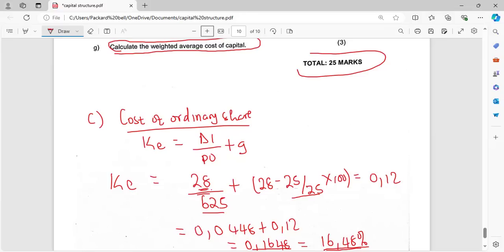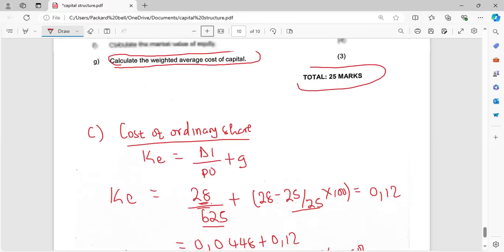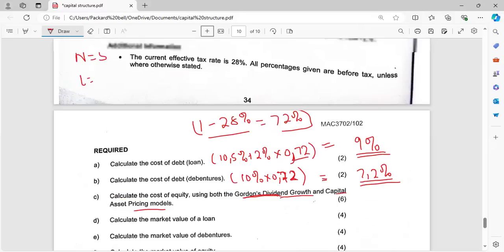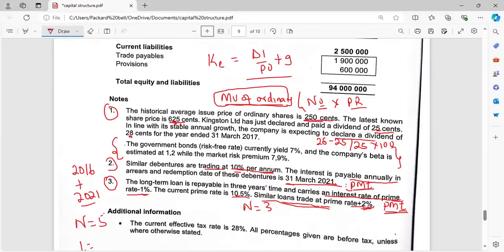Right, so this is going to be our cost of ordinary share. Unless there's anything else from you guys, let's look at the market value of the loan. How are we going to determine the market value of the loan? Let's go to the loan. The long-term loan is repayable in 3 years' time and carries an interest rate of prime minus 1%. Then they say the current prime rate, we already have the cost here. So let's come here and try to calculate it.